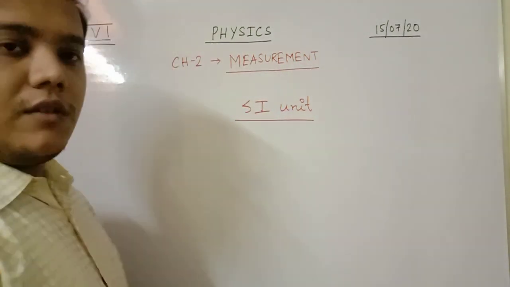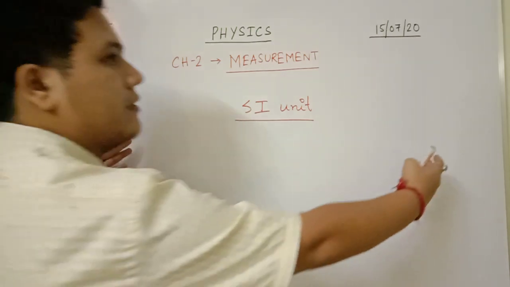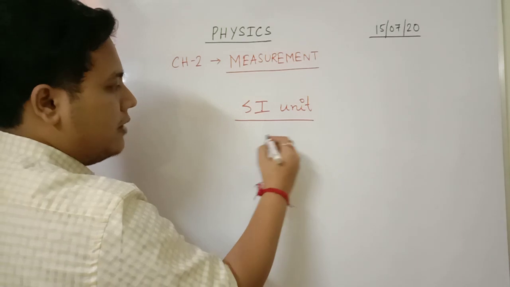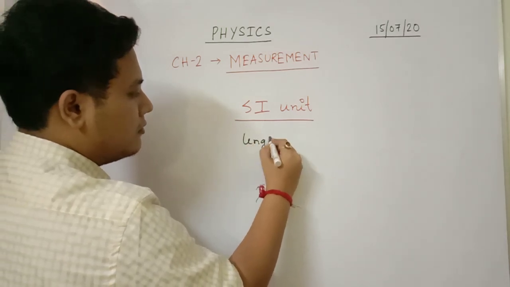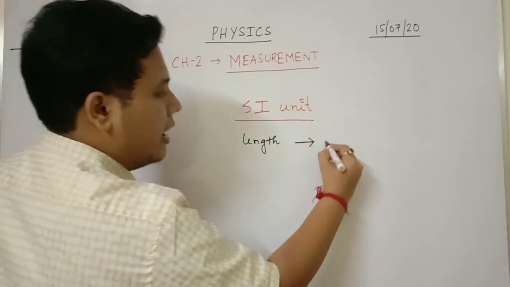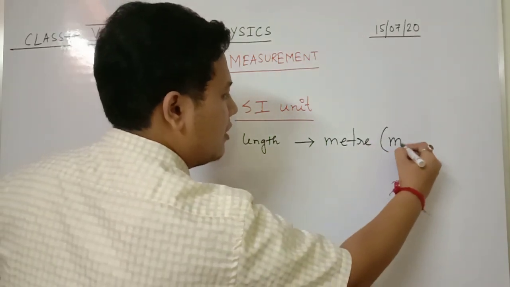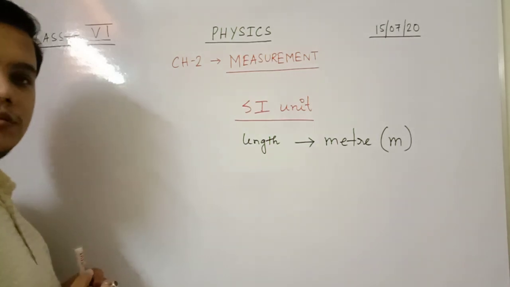What is the SI unit of length? Suppose I am measuring the length of this board. I want to measure this. So what is the SI unit of length? For the SI unit of length, I have meter. And we know the symbol of meter is small m.